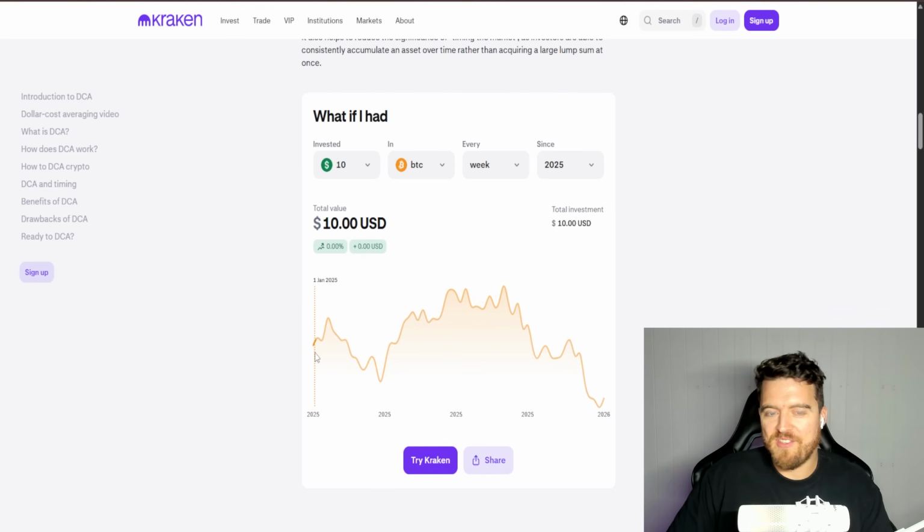So if you started on Jan 1st, 2025, you're basically losing for most of the time. You're up 15%. This is when we're hitting those all-time high periods, and then it's just down, down, down.